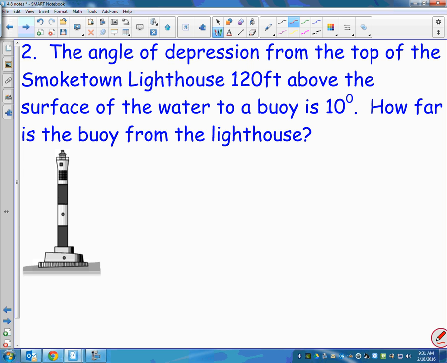The angle of depression from the top of the Smoketown Lighthouse, 120 feet above the surface of the water, to a buoy is 10 degrees. How far is the buoy from the lighthouse? Again, it's just all about making sure you do it correctly if you're looking for the right angle. The lighthouse is 120 feet. There's a buoy out here. I want to know how far away this is. Right? I'm going to call that X.